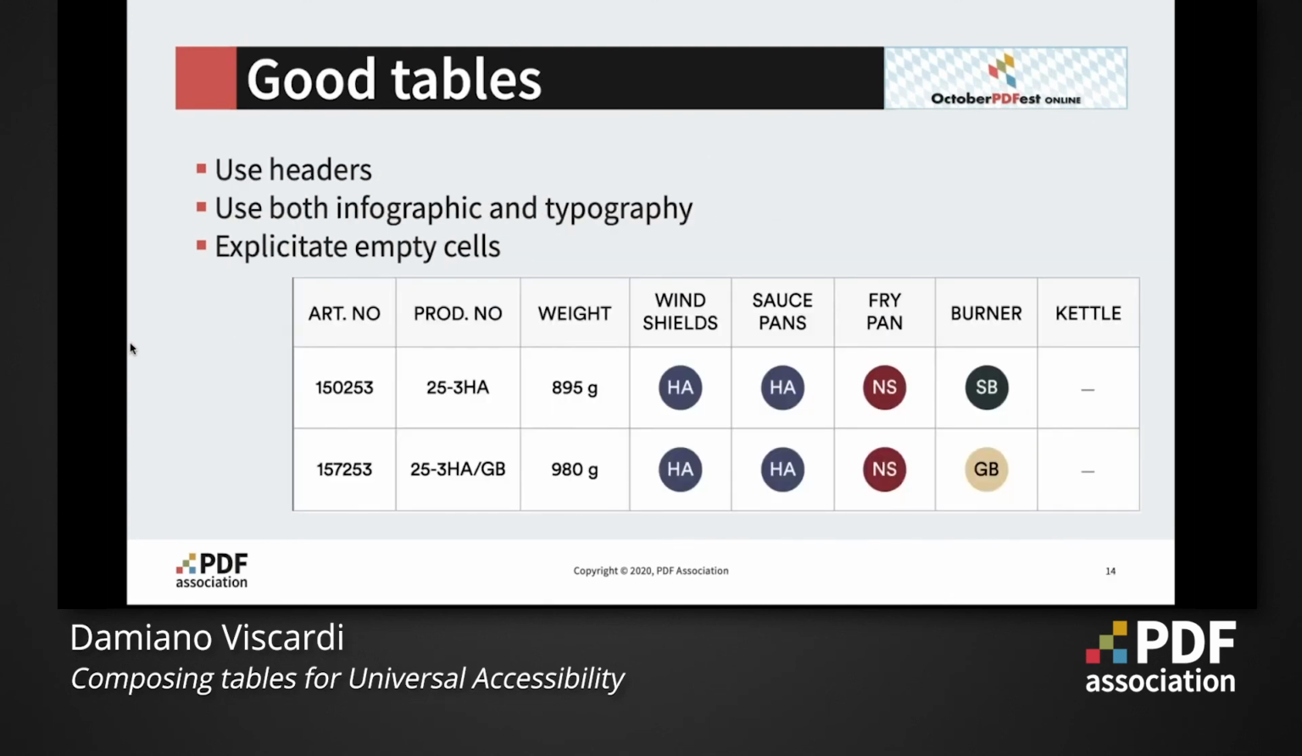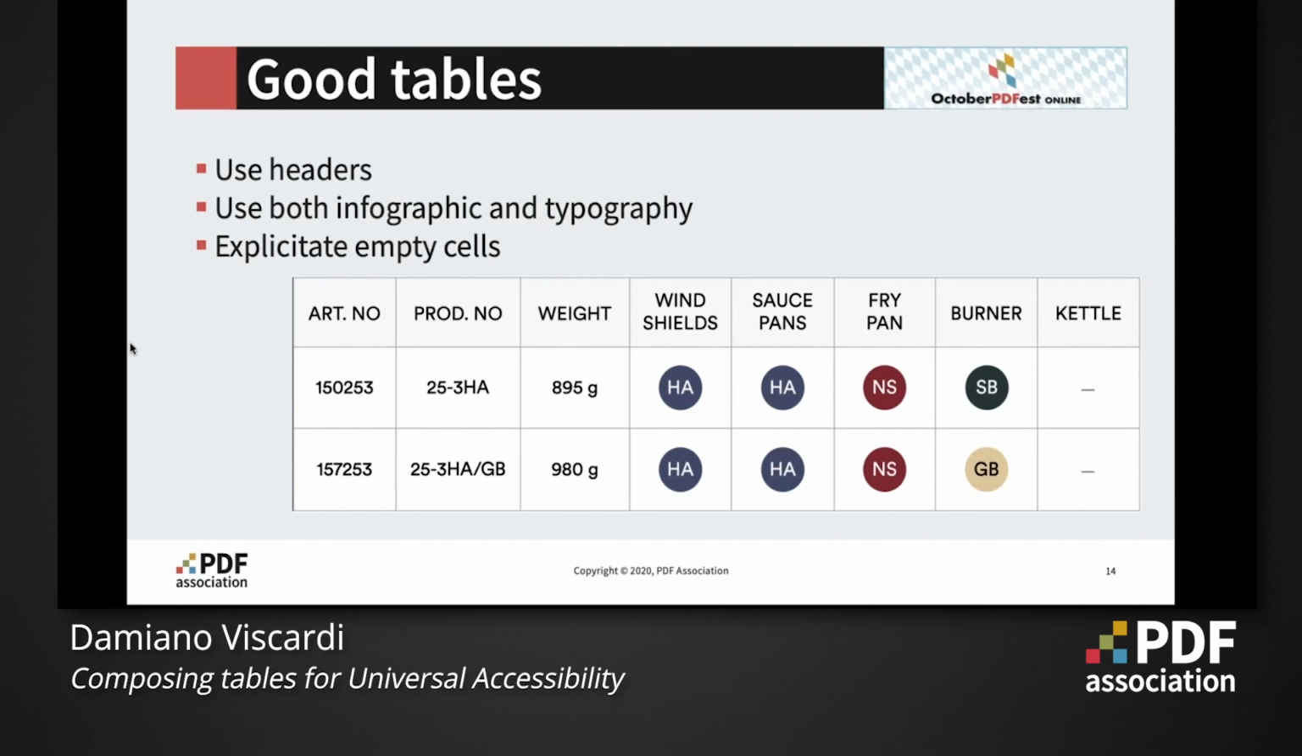A couple of examples of good tables. This is a very good table. It's from a catalog of outdoor equipment, and there are headers. The measurement units are in the cells, and it's very intelligent. If you see the last column, it's an empty column. There is no data there, but it is made explicit. We have a dash that means there is no data here.